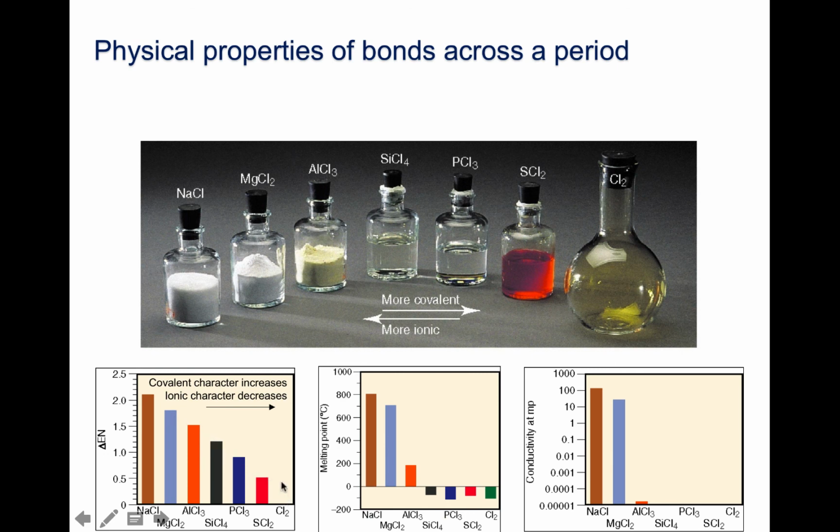difference decreases. Another trend that we see is the melting point is also decreasing, and the electrical conductivity at the melting point is decreasing as well. Remember, we characterize ionic compounds as having high melting and boiling points, as well as good electrical conductivity at the melting point, so in the liquid form. And covalent substances generally have lower melting points and poor conductivity.